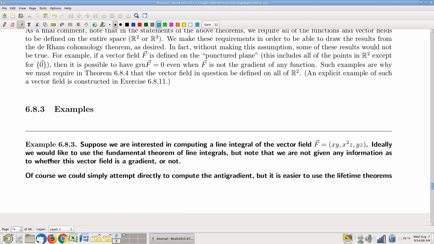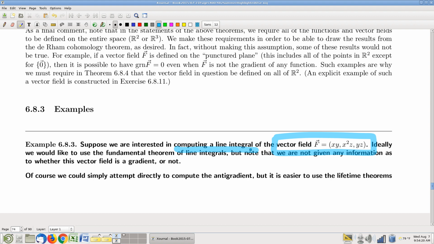Here we go. Let's look at this vector field right here. There's a vector field, and I want to compute a line integral of that vector field. Now, how am I going to compute a line integral of that vector field? Well, we've got options. Line integrals, I could parameterize and plug and chug.